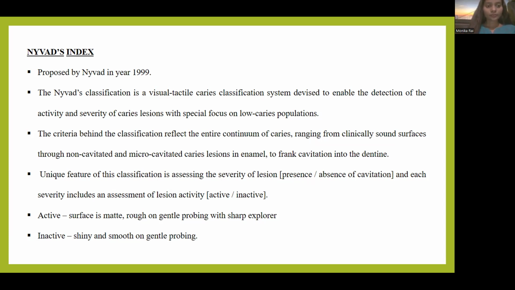So the criteria behind the classification reflect the entire continuum of caries ranging from clinically sound surfaces through non-cavitated and microcavitated caries lesions in enamel to frank cavitation to the dentine. Unique feature of this classification is assessing the severity of lesion, presence or absence of cavitation, and each severity includes an assessment of lesion activity.